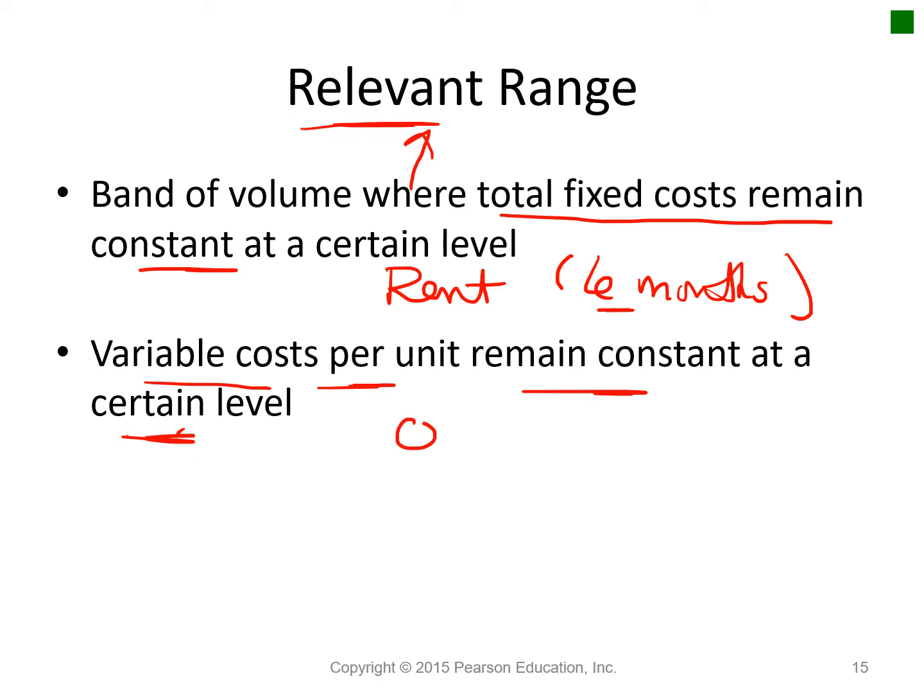That could be labor hours working 0 to 40 hours. Your labor rate per hour per unit stays the same. It's constant. So that could be an example of the relevant range, which is 0 to 40 hours, and of course the per unit, which would be direct labor cost per hour, would be constant.